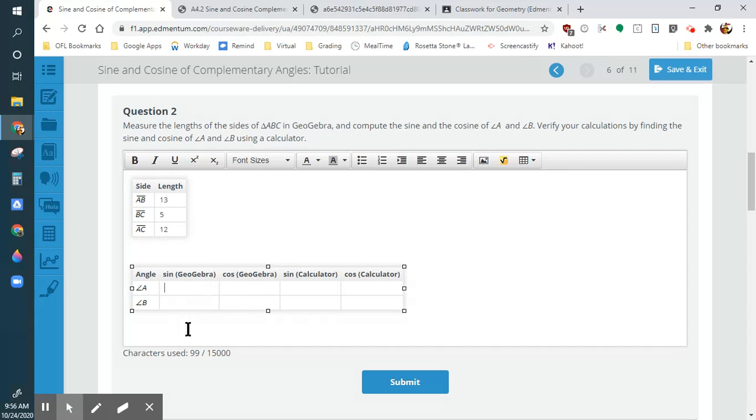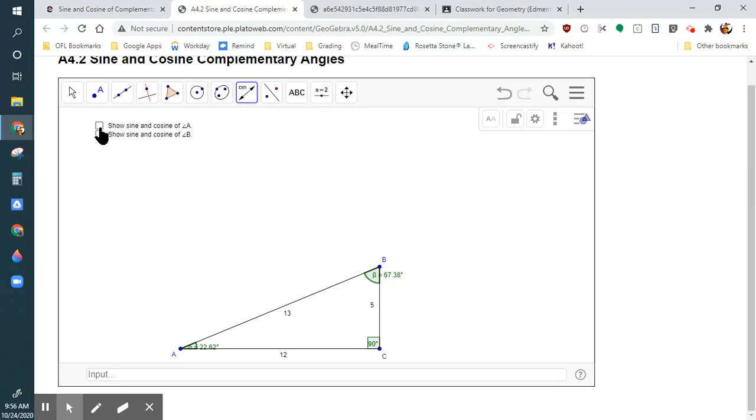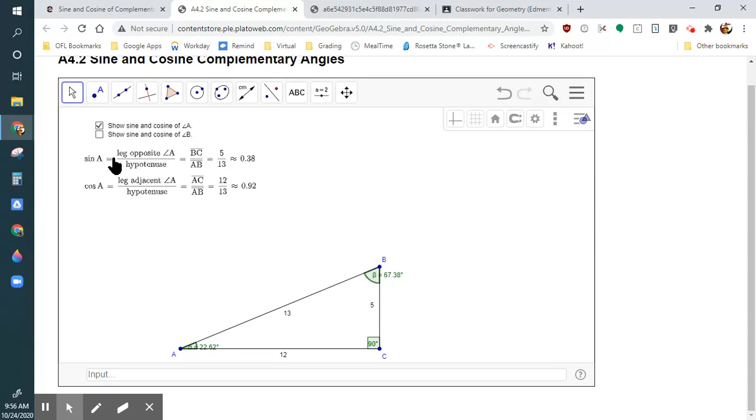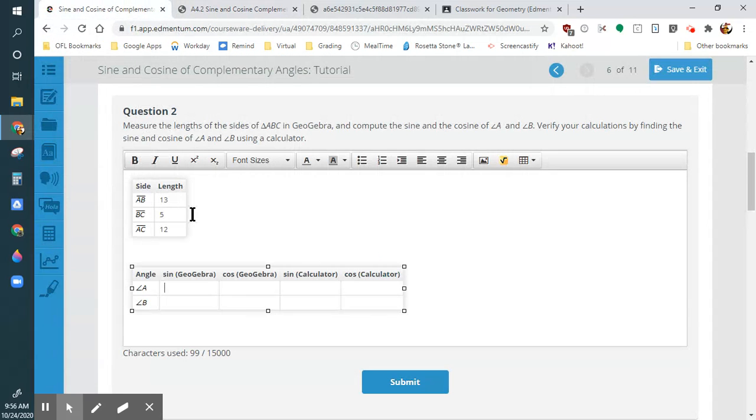Now we want to use sine of these angles. It says use GeoGebra, so that's nice of them. So we're going to go on here. We're going to click. We're doing sine. So let's show the sine and cosine of A. We're only doing A right now. So we're going to go all across and do this. So according to GeoGebra, the sine of A is 0.38. So we get this fraction 0.38.